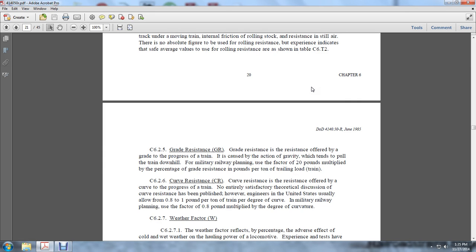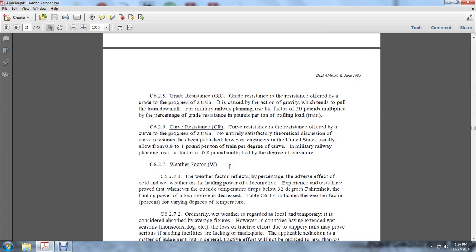The curve resistance. Curve resistance is the resistance offered by the curve to the progress of the train. An entirely satisfactory theoretical discussion of curve resistance has not been published. However, engineers in the United States usually allow 0.8 to 1 pound per ton of the train per degree of the curve. The military railway planning factor is 0.8 pound multiplied by the degree of curvature.